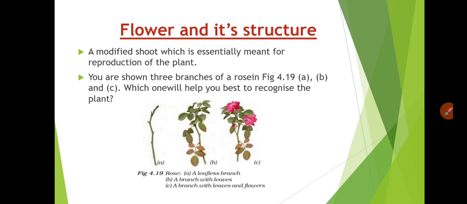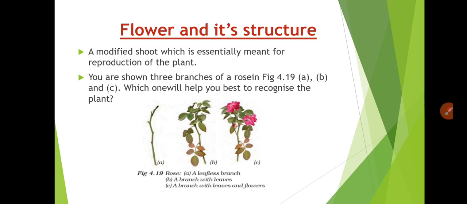now we talk about flower and its structure. What do you mean by flower? A modified shoot which is essentially meant for reproduction of the plant. Means flower is the part which has the reproductive parts, like the male reproductive part and female reproductive part. We will discuss the male and female reproductive parts in the next slide.